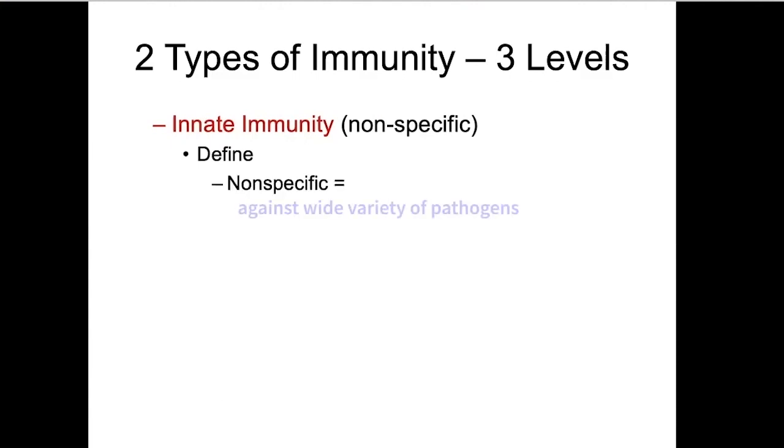Nonspecific means that this immune response is against a wide variety of pathogens. Innate refers to the fact that it is present at birth. So this is an immediate response. You are born with the cells and the proteins involved in this type of response, as well as the barriers. This is the type of response that occurs within the first 12 hours of exposure to a pathogen. This makes it a rapid response.